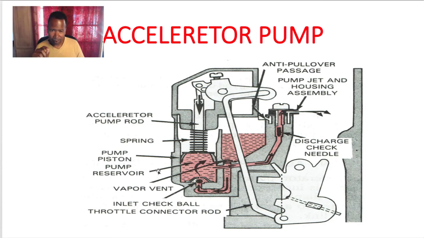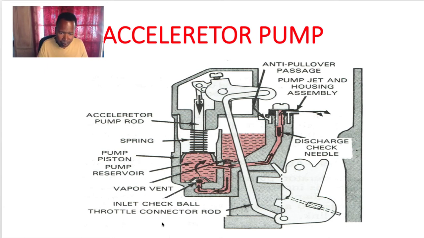Now the accelerator pump, which is kind of confusing, is basically almost the same thing. The only difference is the accelerator pump is for a hard acceleration from idle to off idle. I mean, you punch it hard to take off. The accelerator pump gives out a squirt of gas really quick to get that quick, hard acceleration. So that's the accelerator pump.